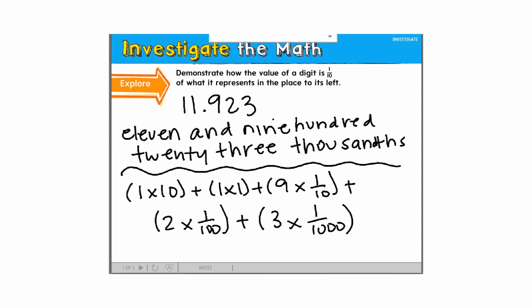So I have 11 and 923 thousandths. That's how you'd read that number. That's how you'd write that number. And then if I'm writing it in expanded form, I start with the 1, which is in the tens place. So it'd be 1 times 10 plus 1 times 1, because there's another 1 in the ones place. Then 9 times 1/10, because that's the tenths place. 2 times 1/100, because that's the hundredths place. And then 3 times 1/1000, because that's the thousandths place.